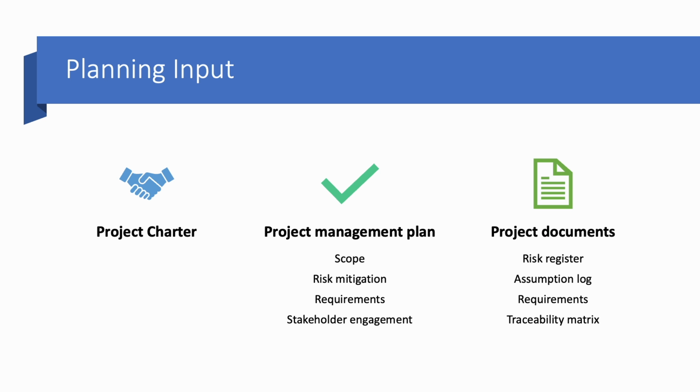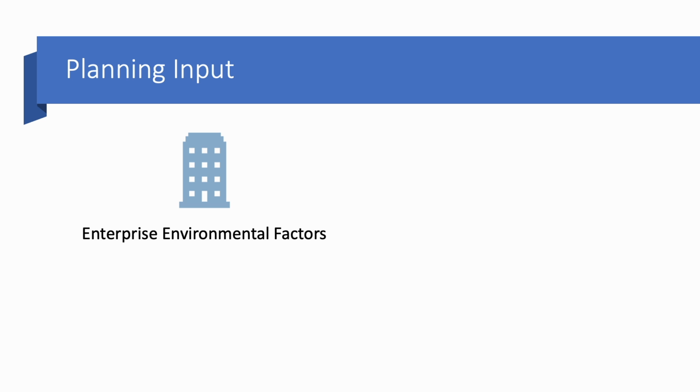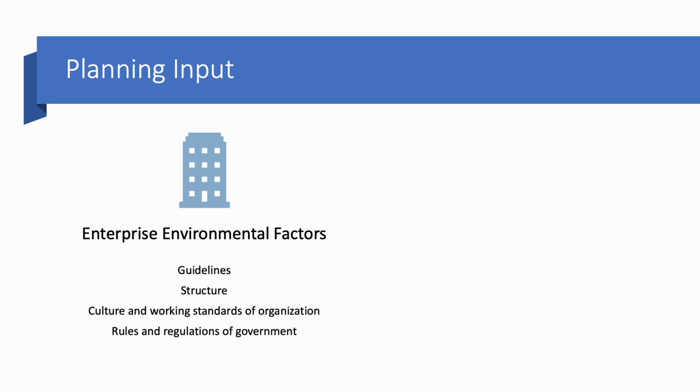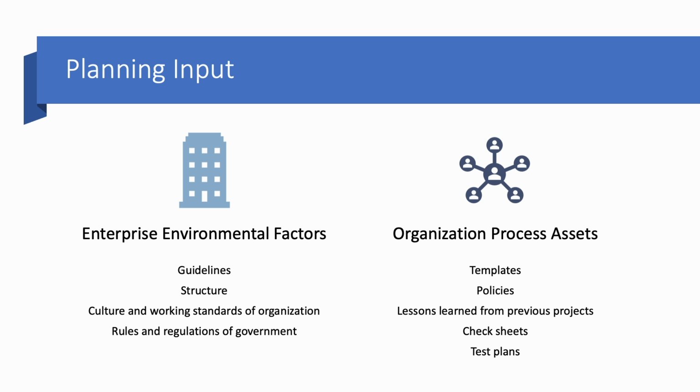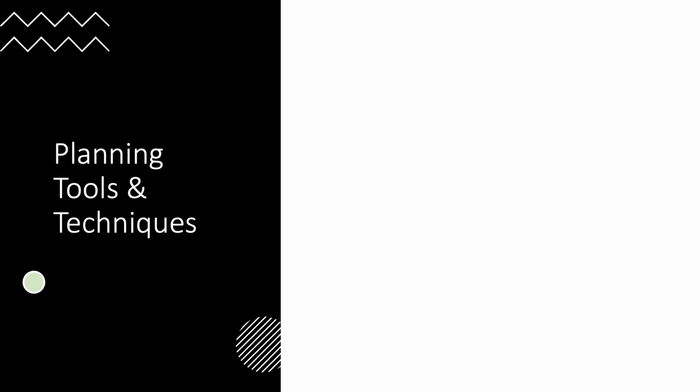3. Project documents such as risk register, assumption log, requirements, and traceability matrix. 4. Enterprise environmental factors, such as guidelines, structure, culture, and working standards of the organization, and rules and regulations of government as well. 5. Organization process assets, documents related to the organization such as templates, check sheets, test plans, etc. Various types of tools and techniques will be discussed in this section of planning quality management.